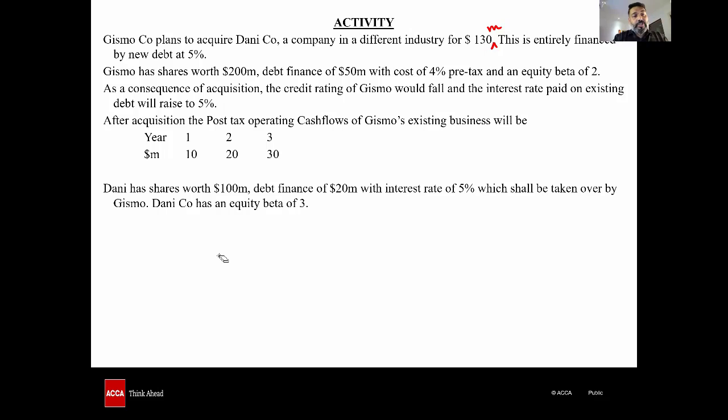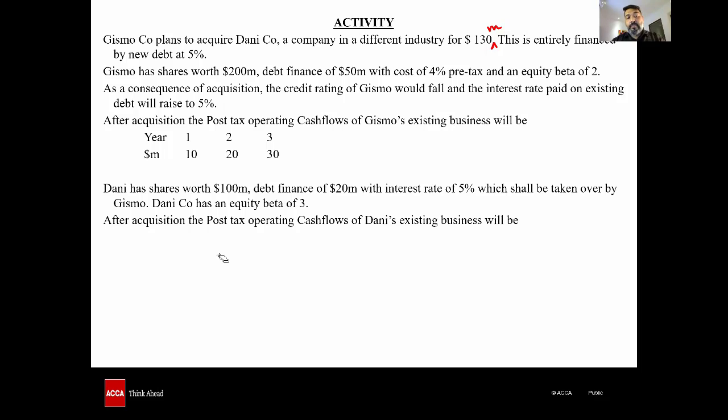Danny has shares worth 100 million and debt finance of 20 million with an interest rate of 5%, which shall be taken over by Gizmo. The debt is going to be taken over by Gizmo. Danny company has an equity beta of 3.